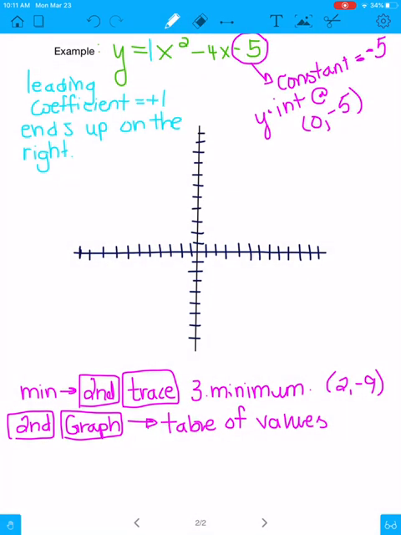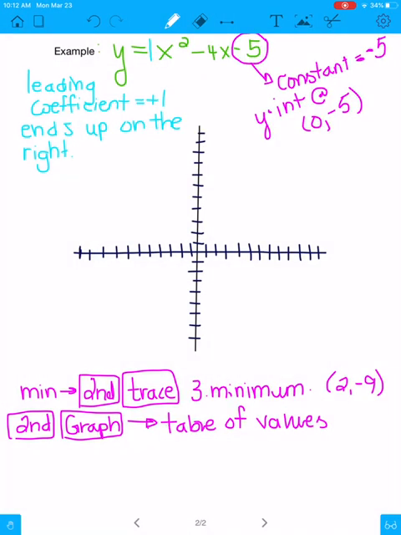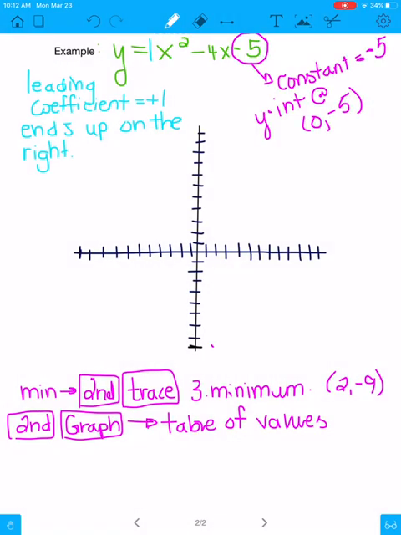I'm going to plot the minimum, which is at 2 and negative 9. 1, 2, 3, 4, 5, 6, 7, 8. 2 and negative 9 is my minimum. And then I know I have a y-intercept at negative 5. 1, 2, 3, 4, 5. Those are immediately things I know. I know negative 5 is my y-intercept because my constant's negative 5.